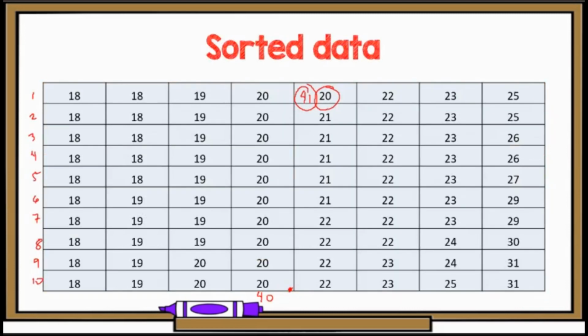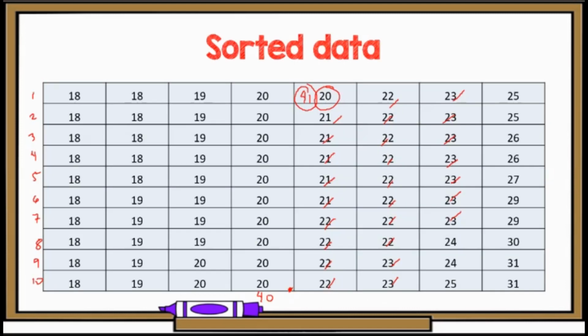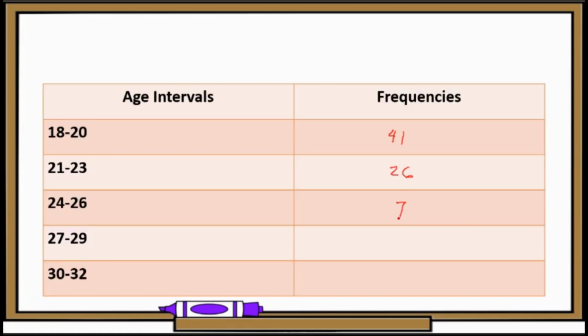Next, 21 to 23, ilan sila? So meron tayong 1, 2, 3, 4, 5, 6, 7, 8, 9, 10, 11, 12, 13, 14, 15, 16, 17, 18, 19, 20, 21, 22, 23, 24, 25, 26. So let's write here 26. Next, 24 to 26, ilan sila? 1, 2, 3, 4, 5, 6, 7. There are 7 respondents whose age are between 24 to 26.